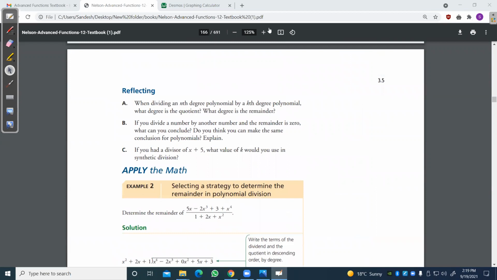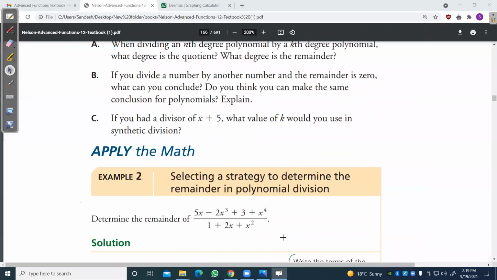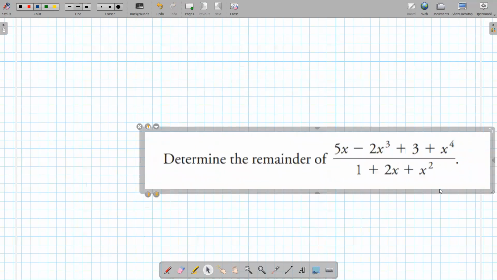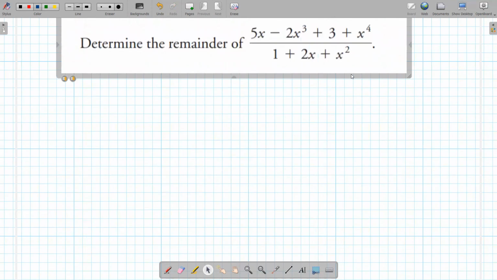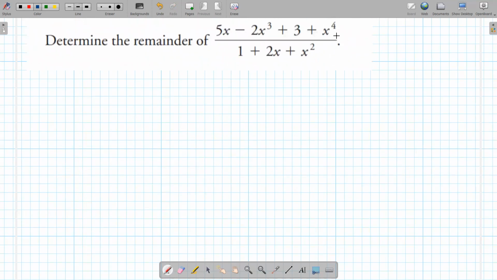Yeah, see here? It says determine the remainder of this, right? Can we use synthetic here? No, we cannot, because the divisor is not linear. Exactly. So what we're gonna do is we're gonna set this up. So again, it has to be in descending order, biggest to smallest, the degrees, okay? So x squared plus 2x plus 1, nothing missing there, that's good.